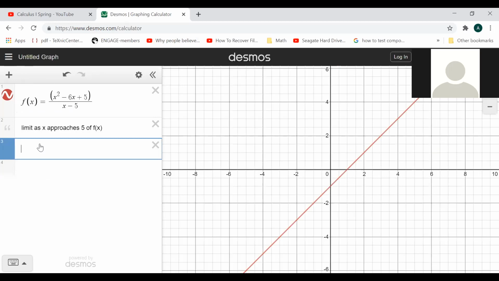And over here I'm going to do the table like we did before. So we're going to do a table, I'm going to wipe out these letters. I'm going to say t and f of t in the table.